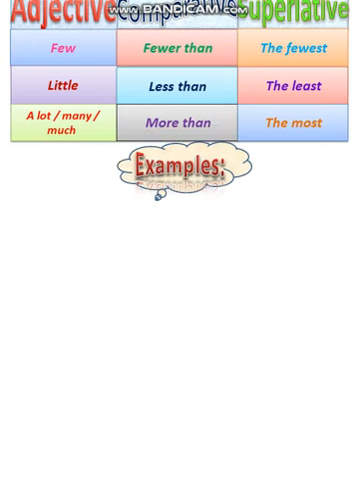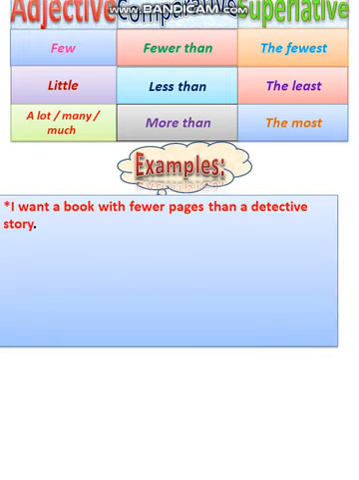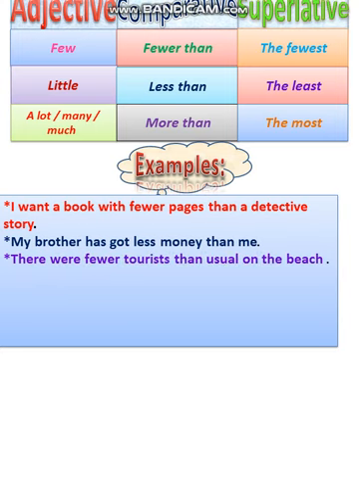There are some examples. Pay attention. Number 1, I want a book with fewer pages than a detective story. Right? Another one, my brother has got less money than me. Number 3, there were fewer tourists than unusual on the beach. Okay?